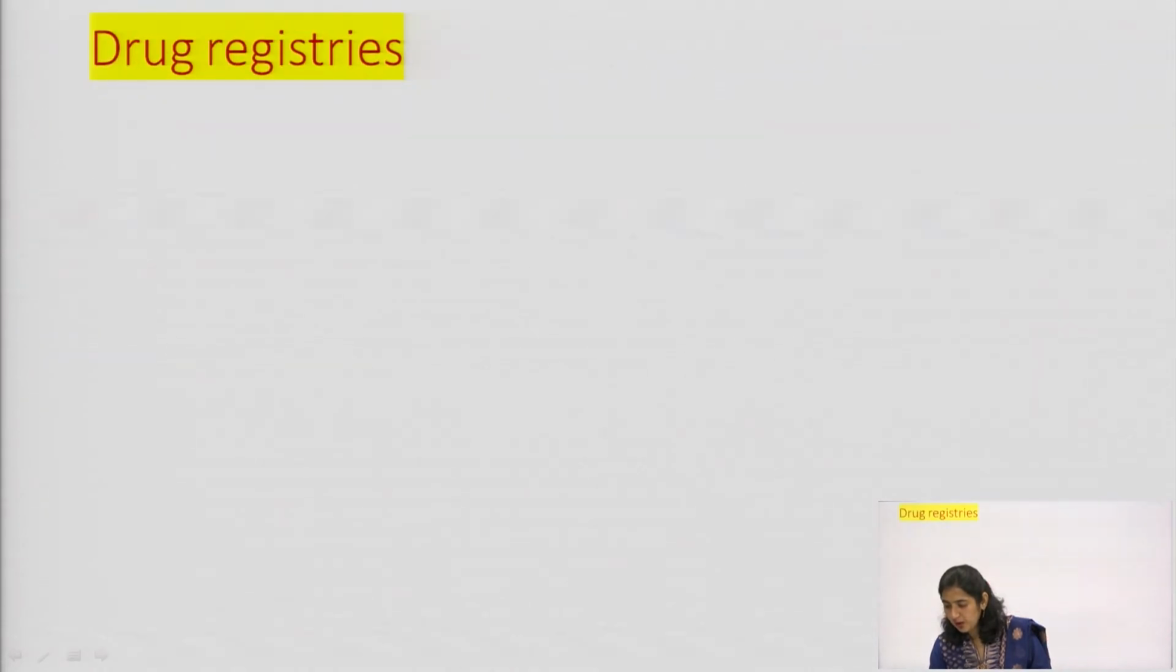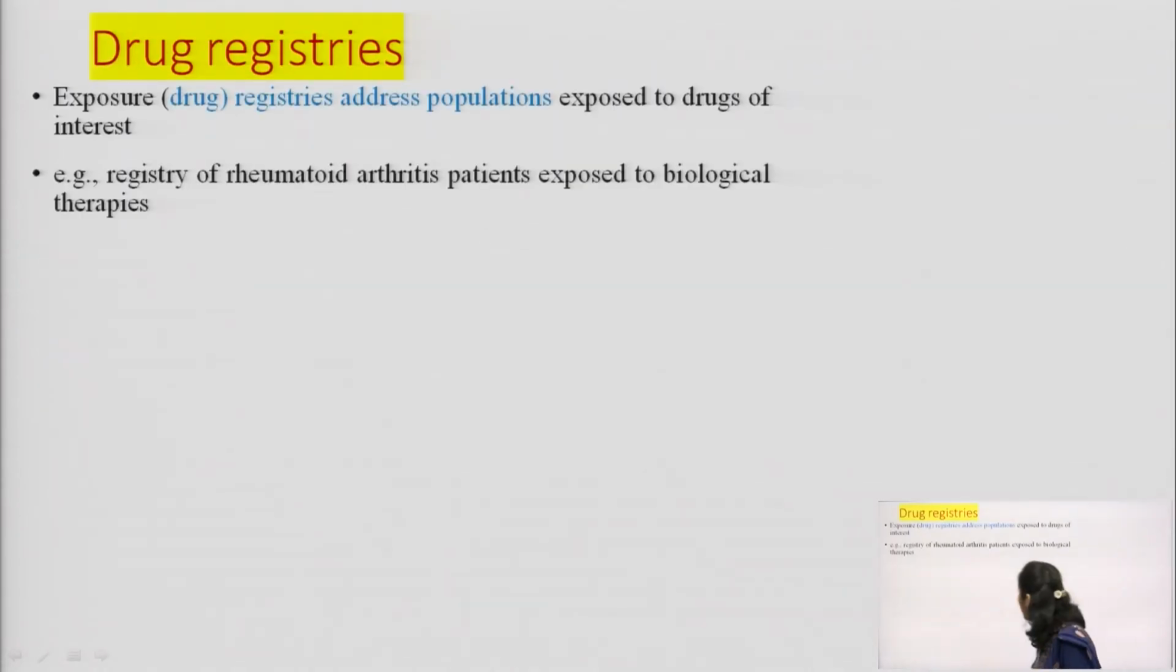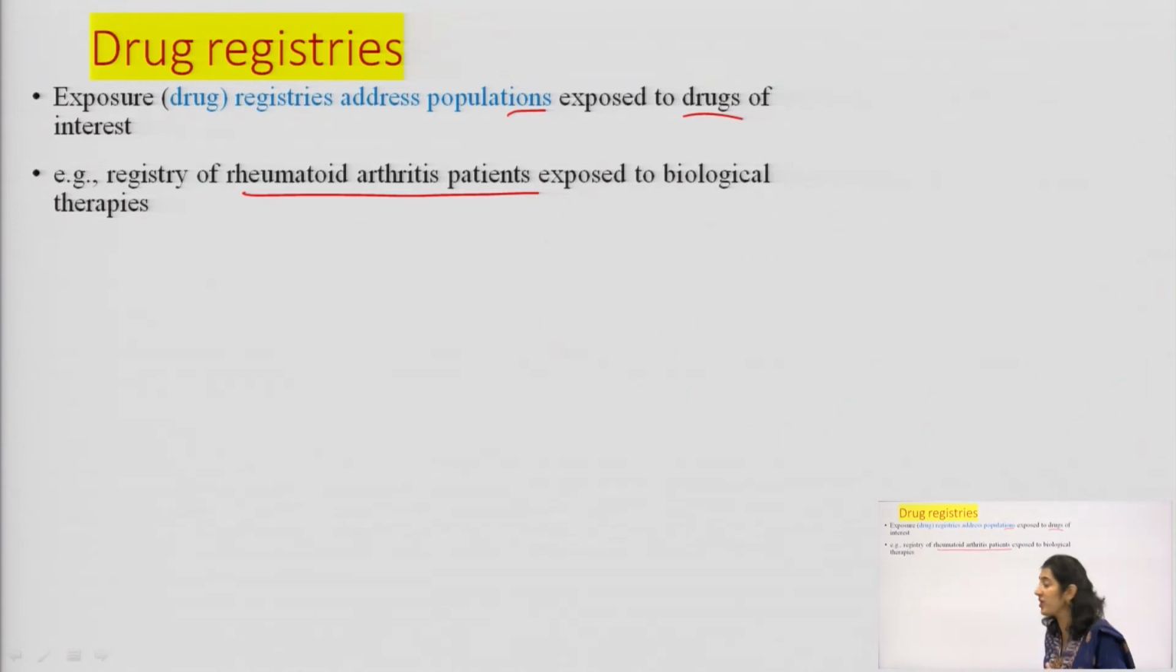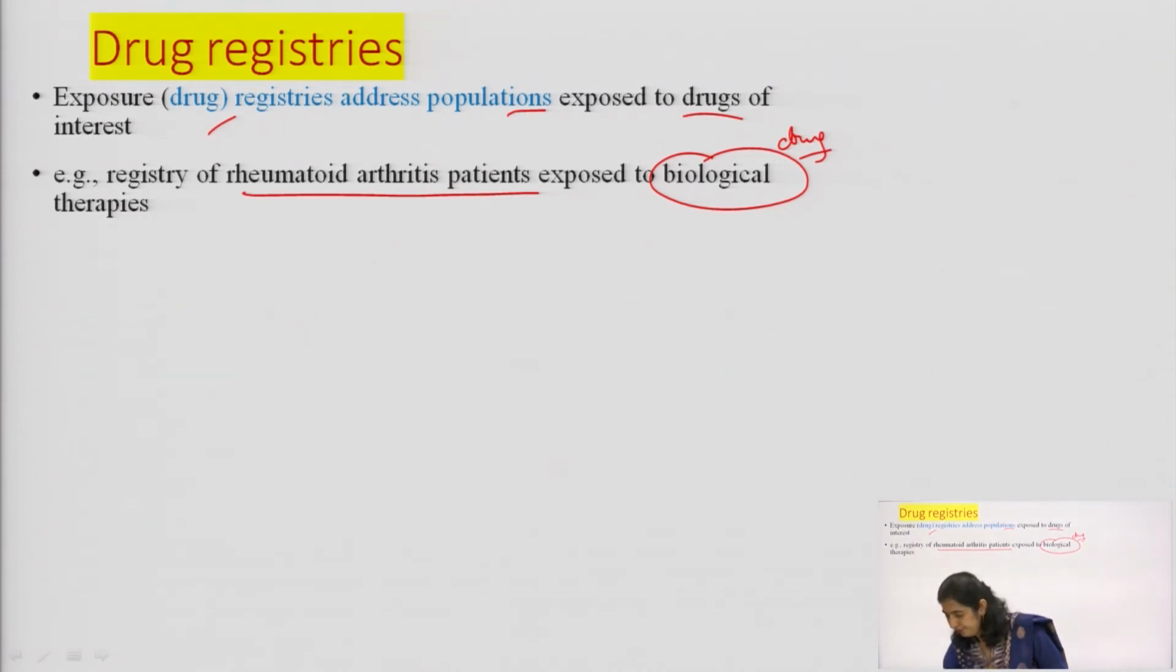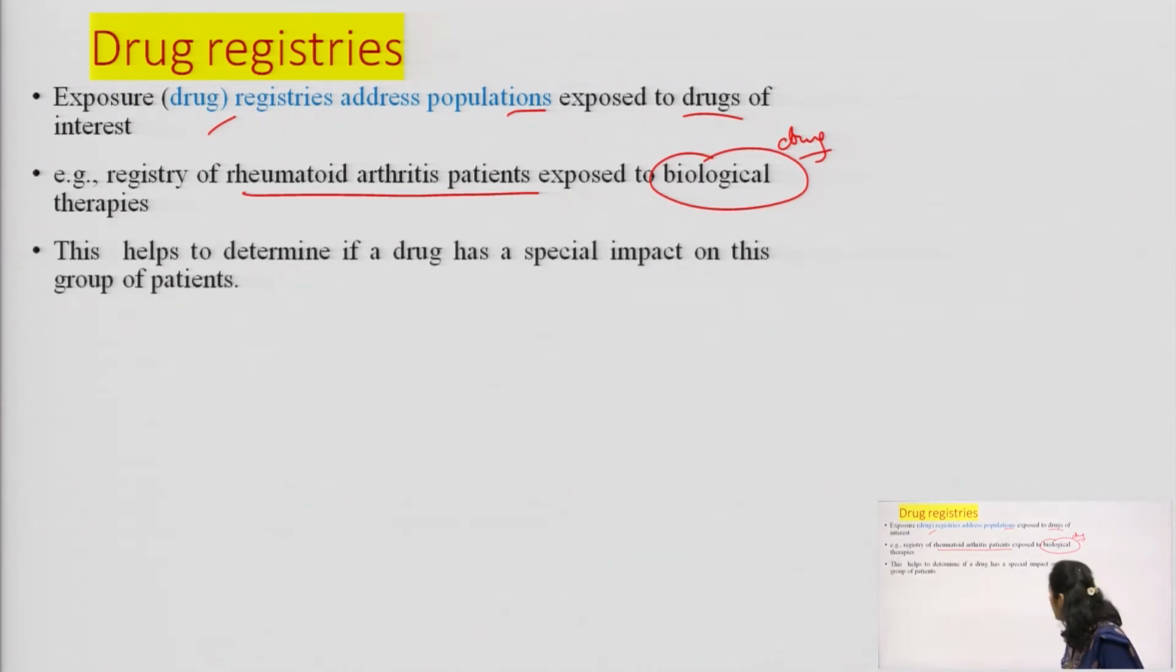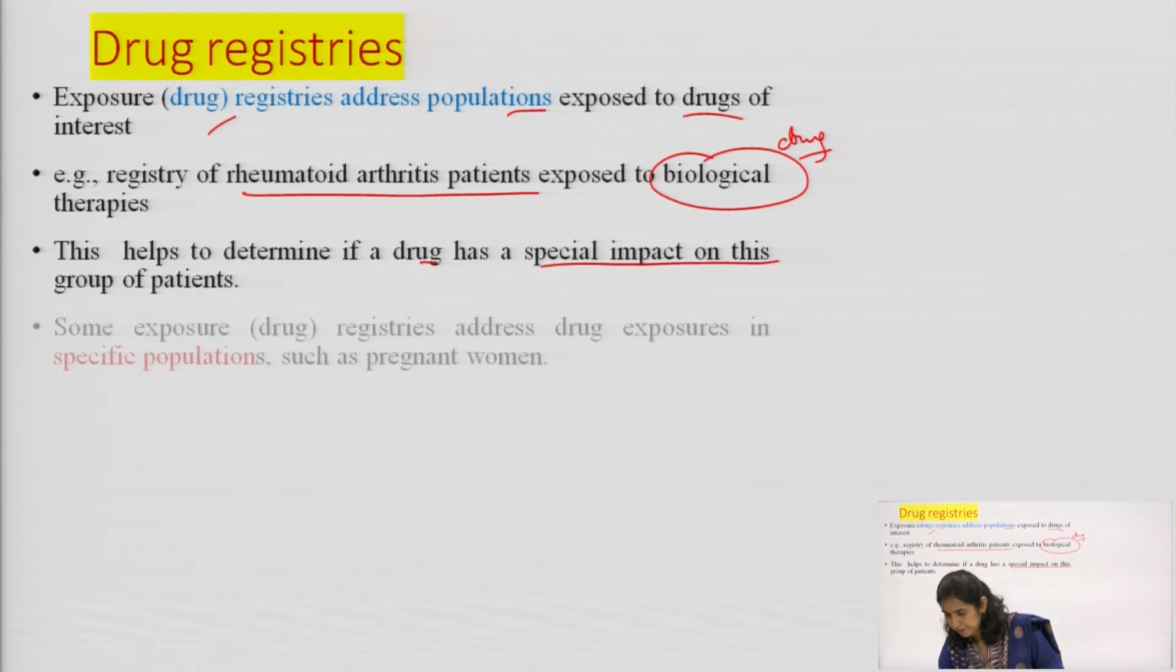Okay. Drug registries, they address populations exposed to drugs of interest. For example, registry of rheumatoid arthritis patients exposed to biological therapy. तो यहाँ drug क्या है? यहाँ drug है आपका biological therapy, right? This helps to determine if a drug has a special impact on this group of patients. कौन सा group है? Rheumatoid patients.